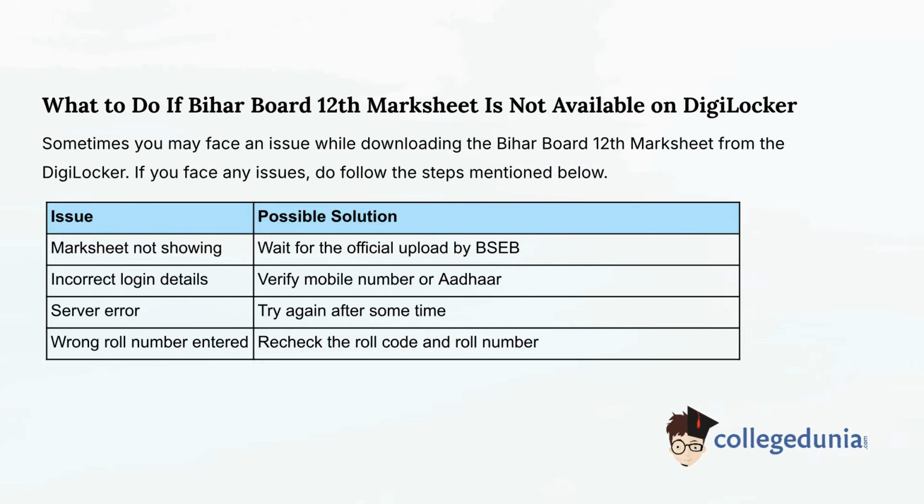Sometimes students may encounter issues while accessing their Marksheet on DigiLocker. If your Marksheet is not showing, it may simply mean that the board has not yet uploaded the document. In such cases, waiting for official upload usually resolves the issue. If you face login problems, make sure your mobile number or Aadhaar details are correct. Server errors can occur due to high traffic, so trying again after some time often helps. Finally, always double check your roll code and roll number, as even a small error can prevent the system from retrieving your Marksheet.